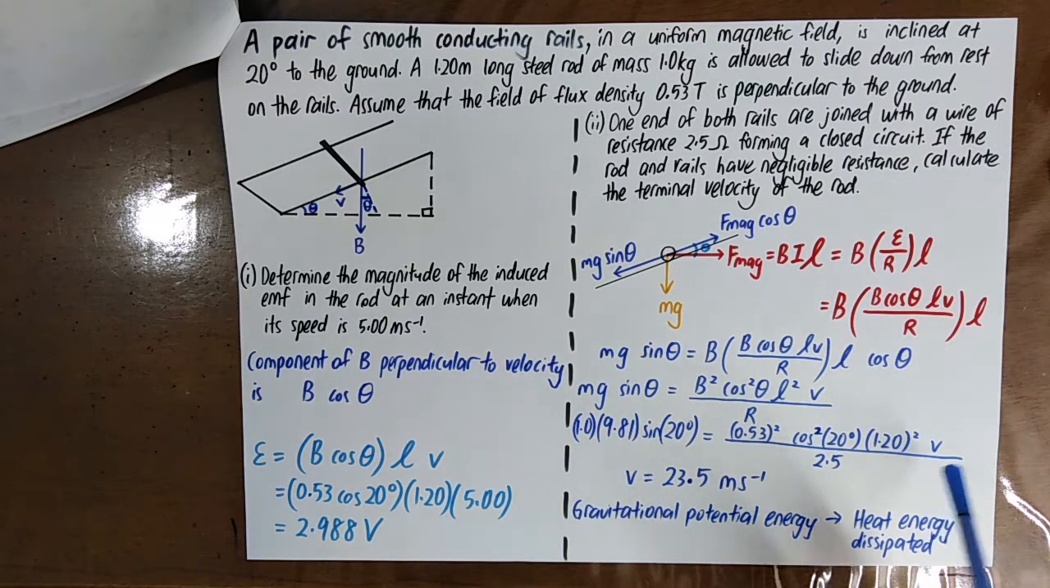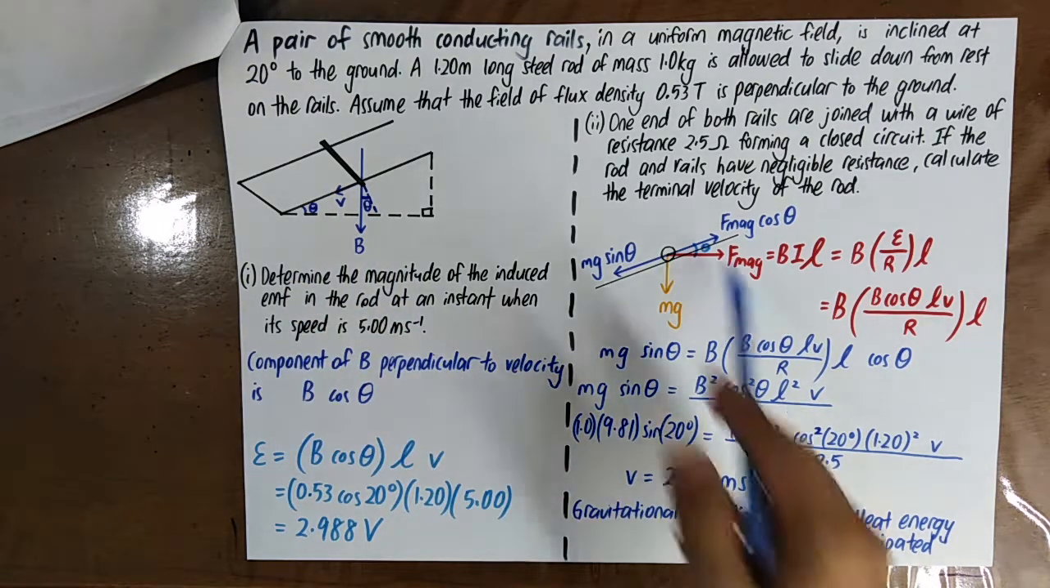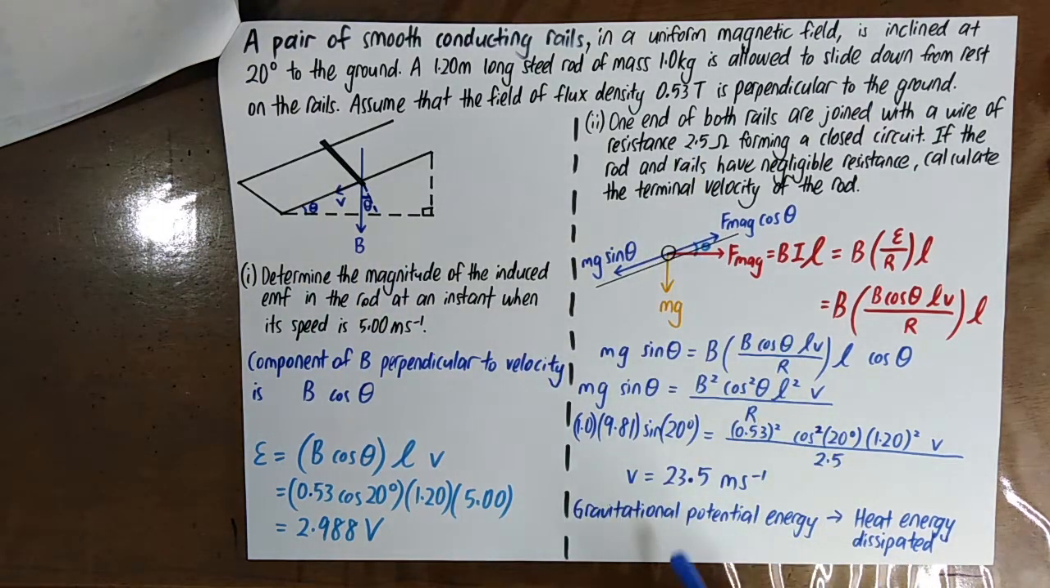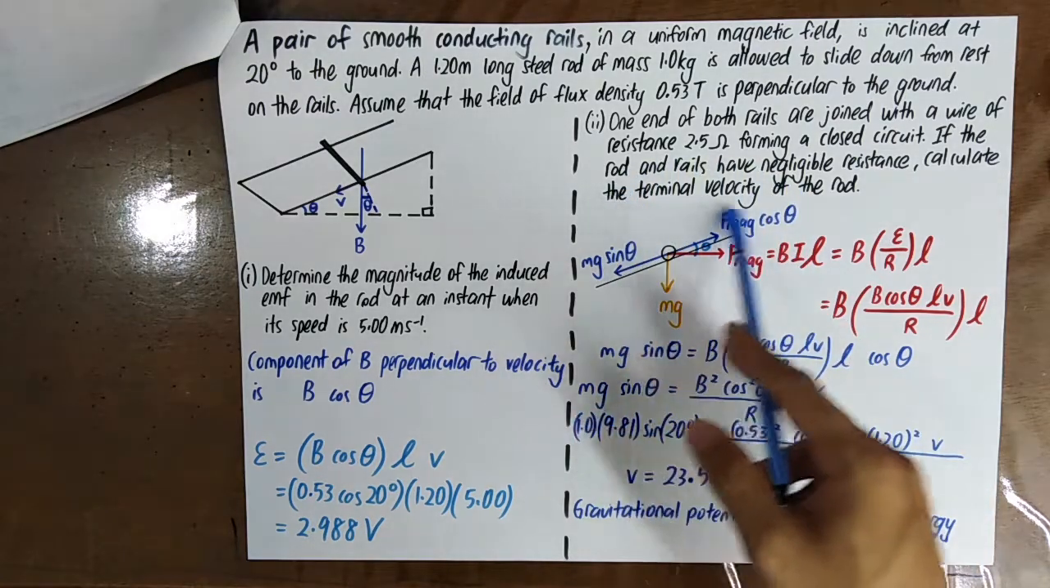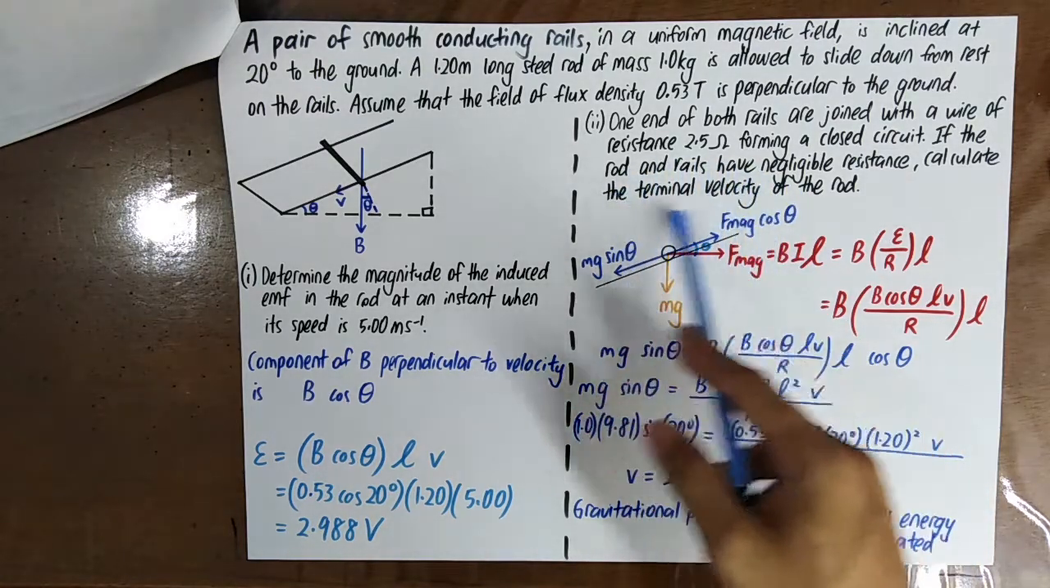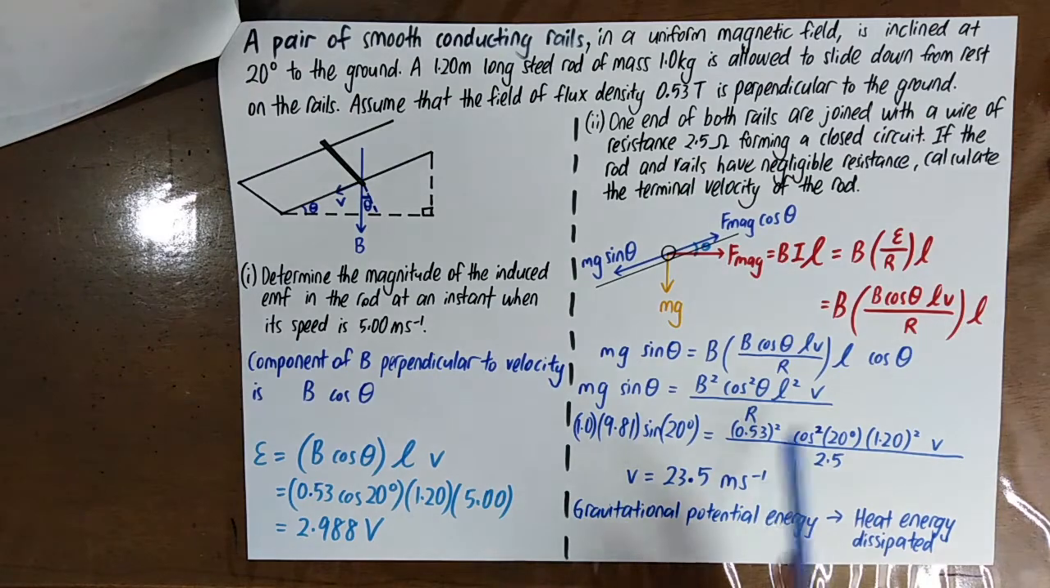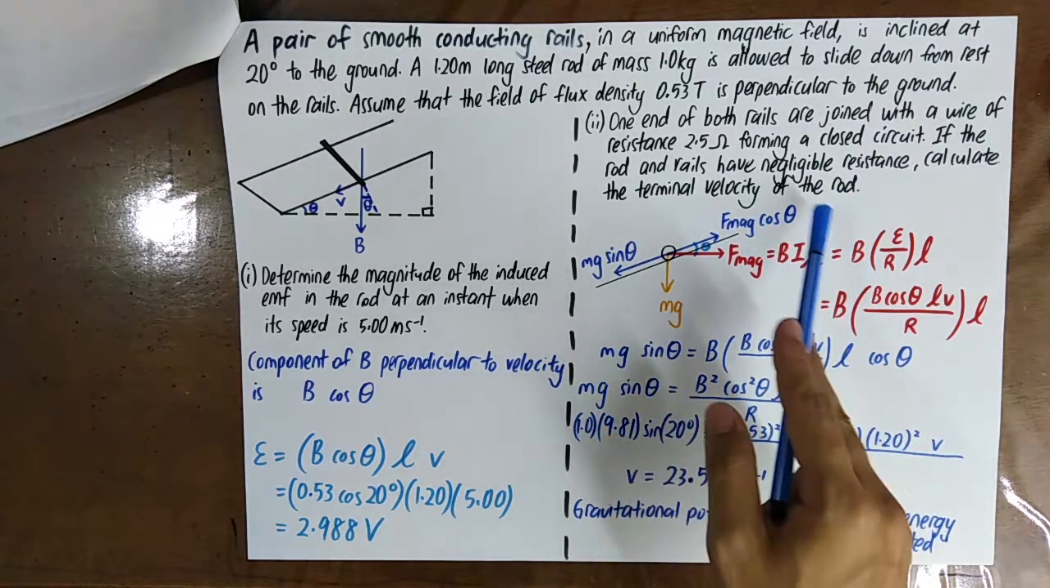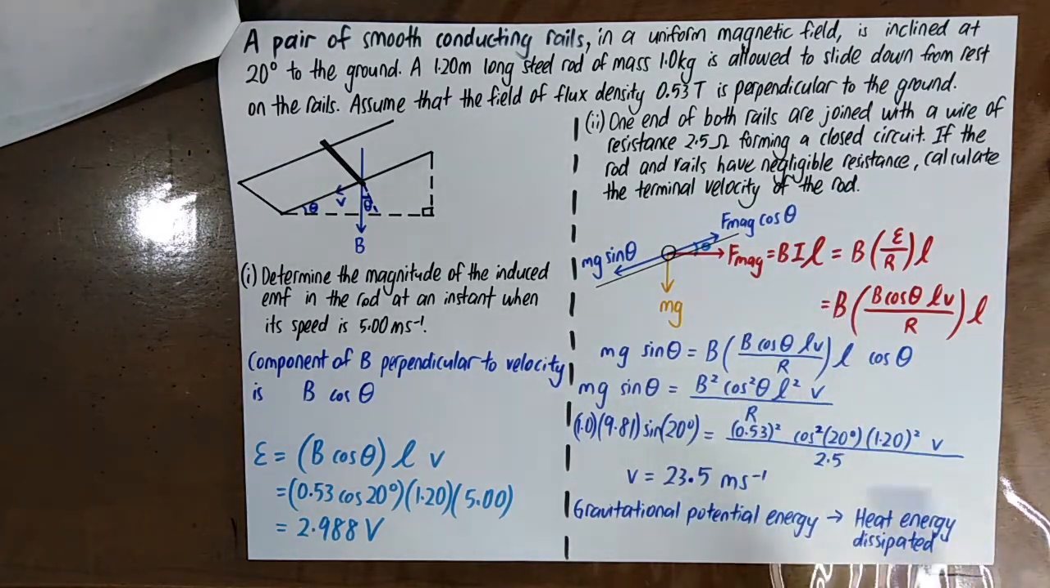Yeah? Okay, so if I ask you what is the transformation of the energy, then you will say that it is from gravitational potential energy to the heat dissipated by the resistance 2.5 ohm. Okay, because you know that now the rod is having the terminal velocity already, so you know that there is no increase in the kinetic energy of the rod.